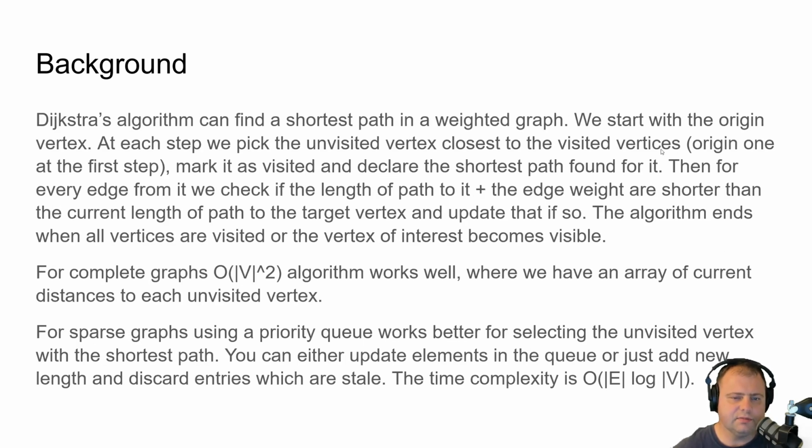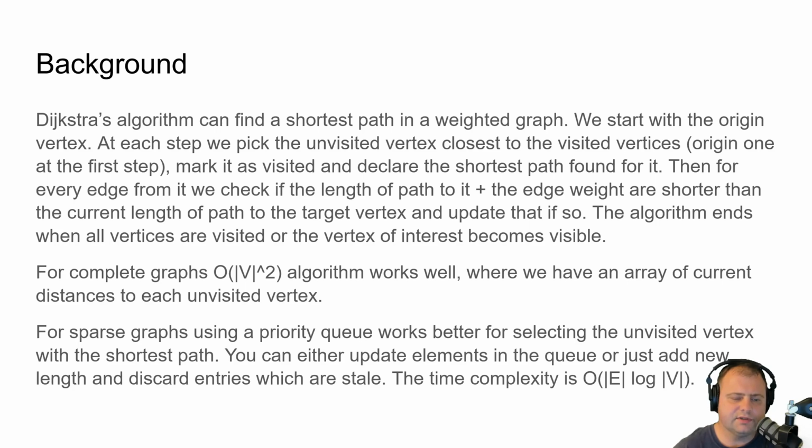And Dijkstra's algorithm can find the shortest path in a weighted graph. We start with the origin vertex. At each step we pick the unvisited vertex closest to the visited vertices. This would be the origin at the first step. Mark it as visited and declare the shortest path found for it. Then for every edge from it we check if the length of the path to it plus the edge weight is shorter than the current length of the path to the target vertex, and update it if so. The algorithm ends when all vertices are visited or the vertex of interest becomes visited.